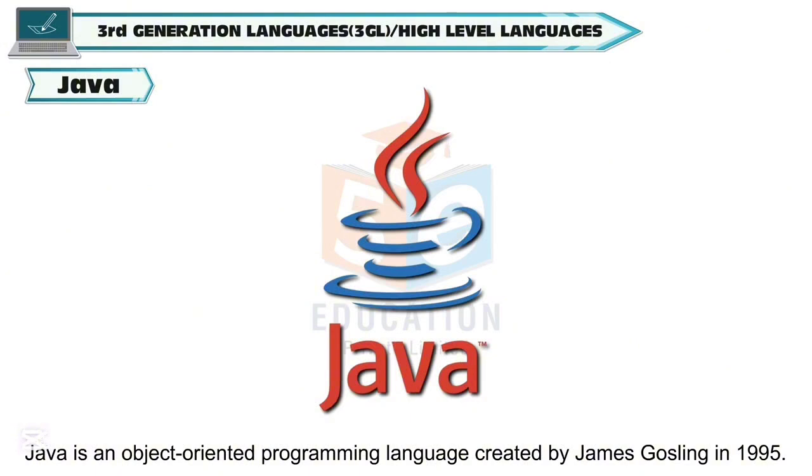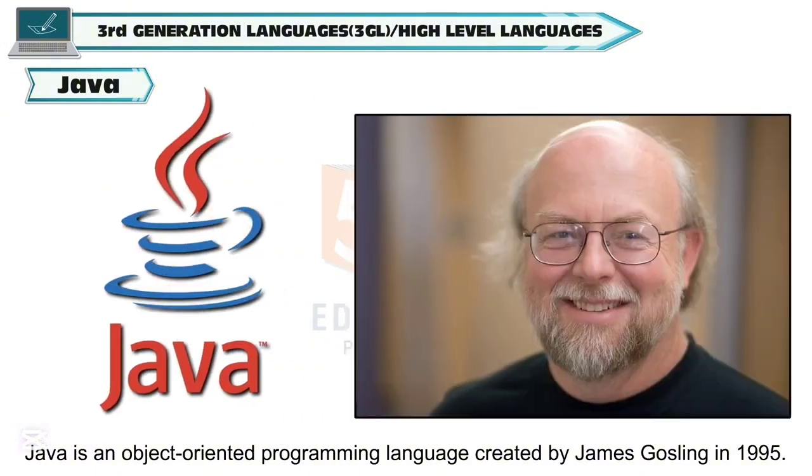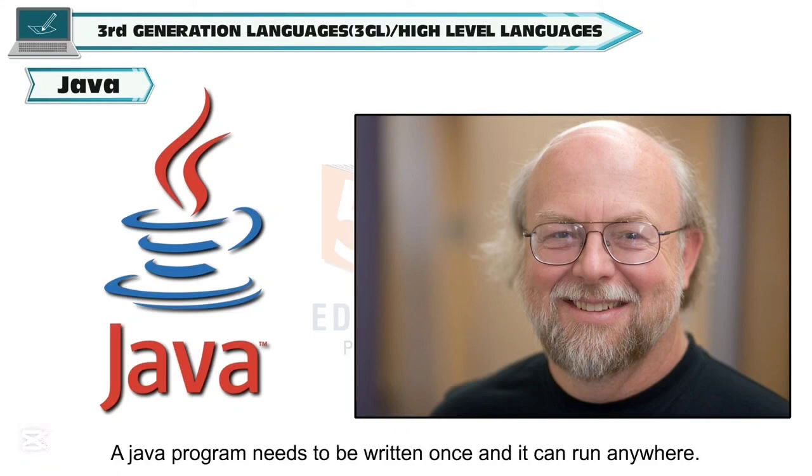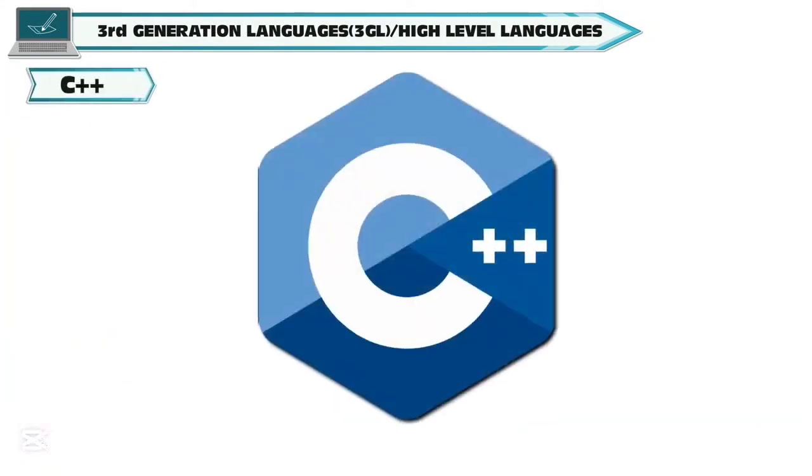Java is an object-oriented programming language created by James Gosling in 1995. Java is widely used because of its platform independence. A Java program needs to be written once and it can run anywhere.